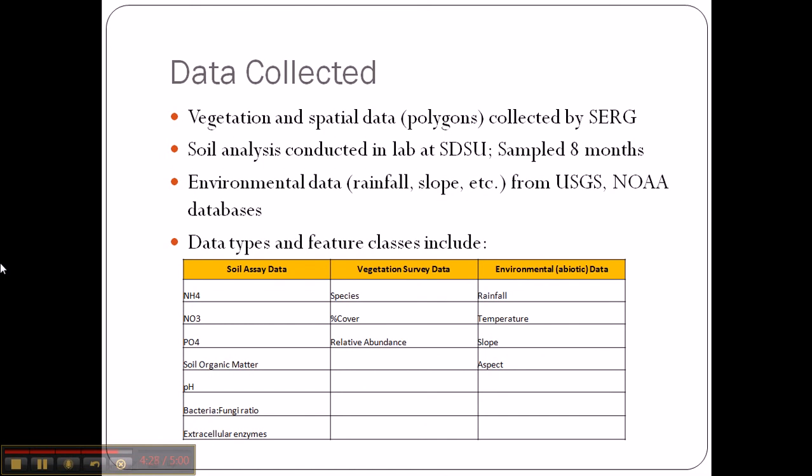And finally, the last block of data is experimental or environmental or abiotic data, and that's data that might inform the distribution of plants and soil assays that might not be accounted for by the treatments that we exhibited. And this might include rainfall or temperature, slope, and aspect.